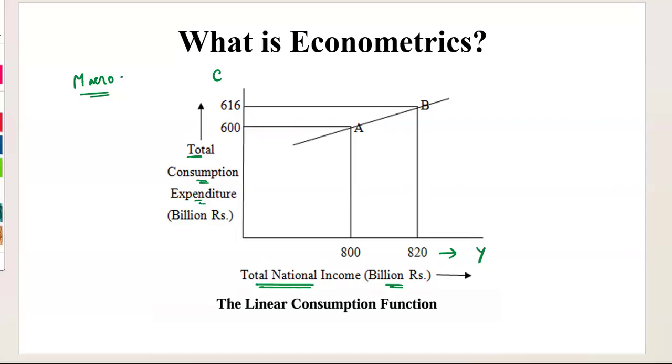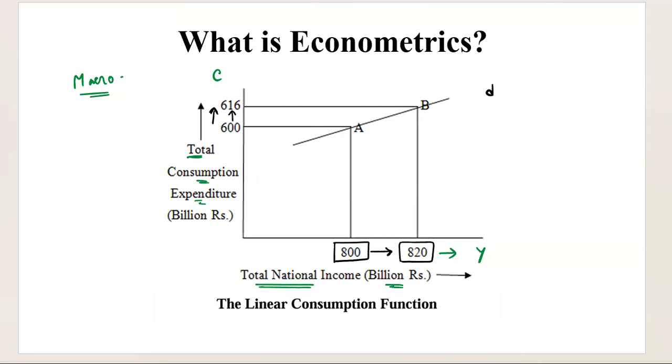Now, what you see in this diagram is that if your national income grows from 800 billion to 820 billion, so there is a 20 billion rupees increment in your national income, then what do you see? Your consumption has risen, right? This has risen, but this rise is lesser than your income rise. See, here the increment is only 4 billion.